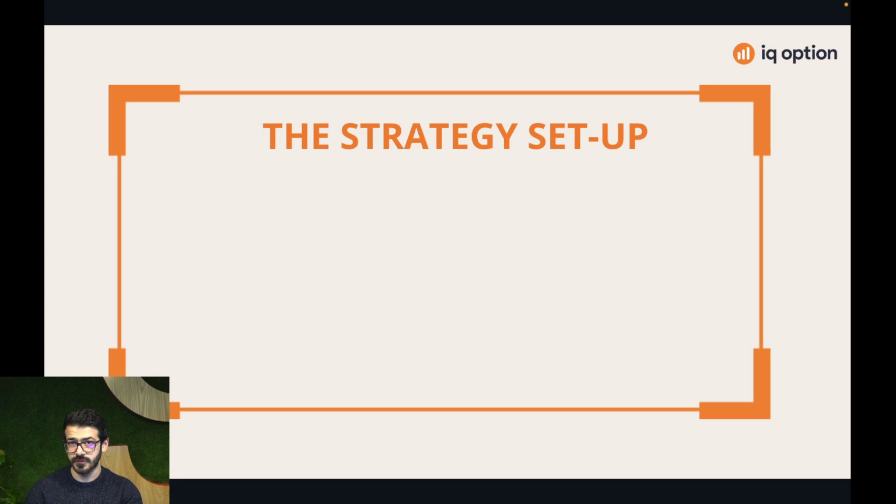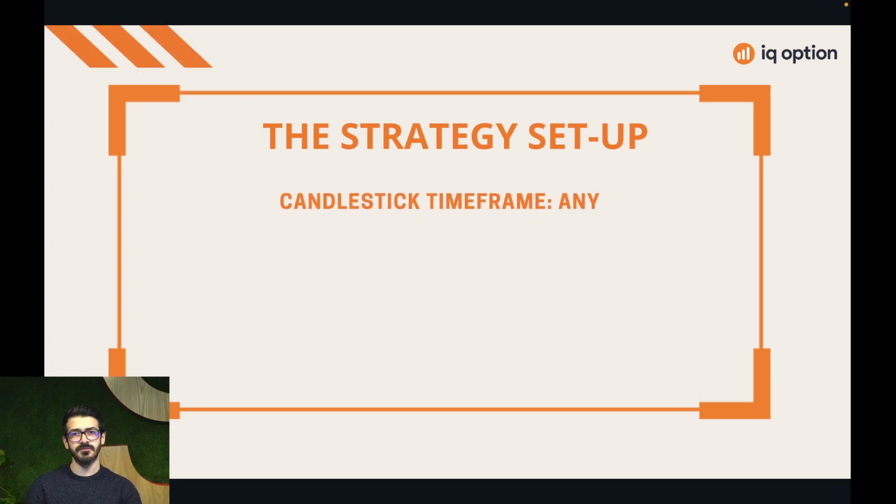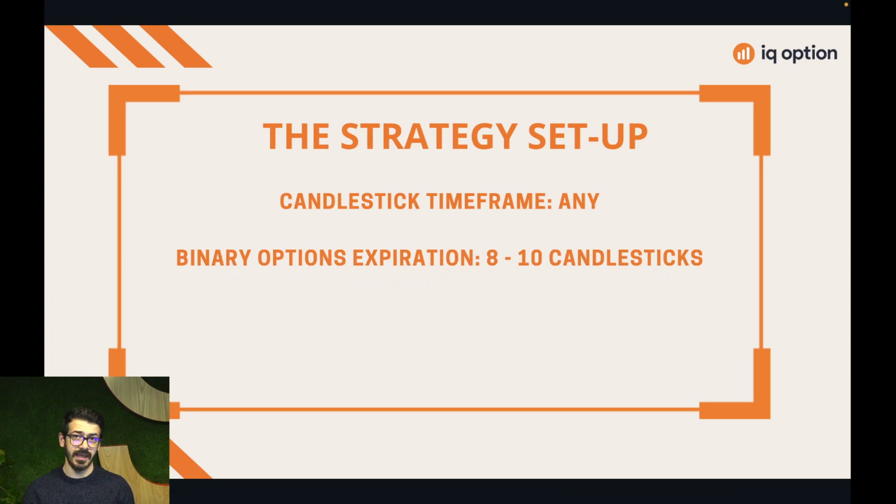So basically the strategy, first of all, the setup of it. Candlestick time frame, you can use any candlestick. You can use 5, 10, 15, 30 seconds, 1 minute, whatever you're comfortable with. Binary options expiration is 8 to 10 candlesticks. So keep in mind here, we're not telling you 8 to 10 minutes or 2 minutes or 5 minutes. It is always 8 to 10 candlesticks, depending on the time frame of your candlesticks. So basically, you realize what is the time of each candlestick, and then you multiply it by the number 8 or 10, and you will find out exactly what the expiration that you should select.